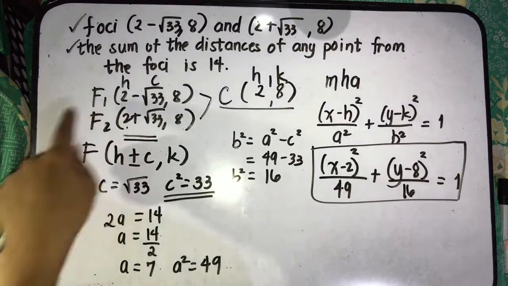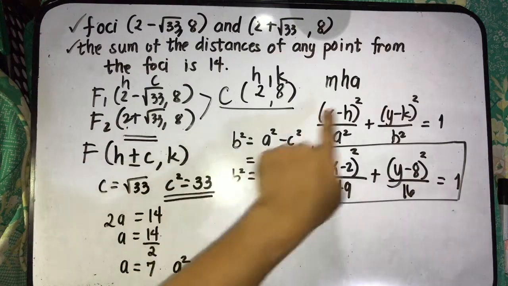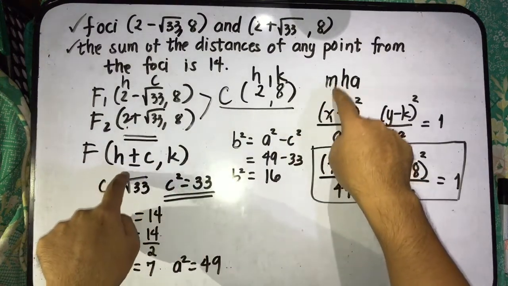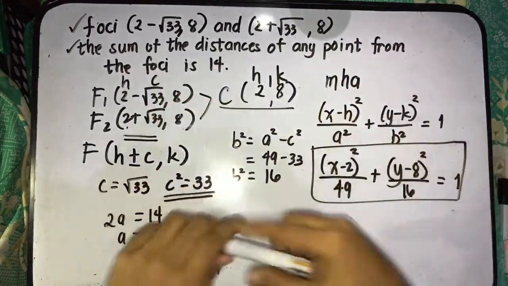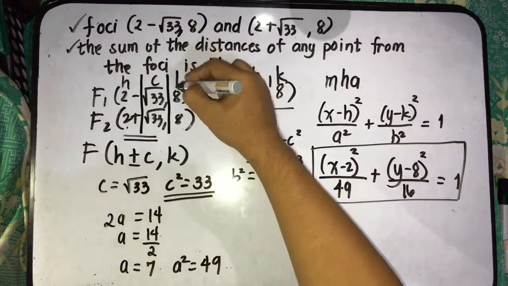So, tandaan mo, formula ng foci, that is h plus minus c, k, if it is major horizontal. So, kung major horizontal siya, makukuha mo na agad yung value ng c. So, ito na agad si c. So, h plus minus c, k.